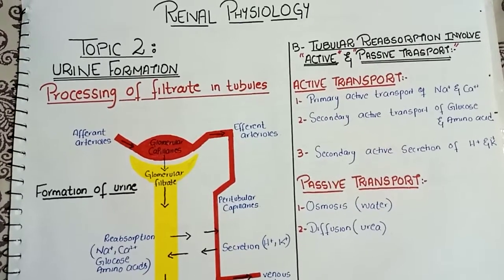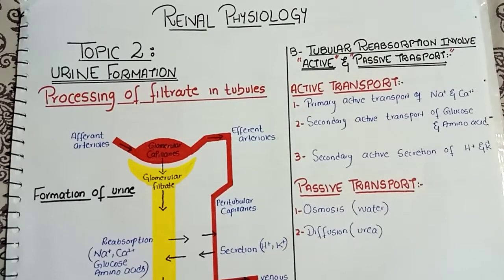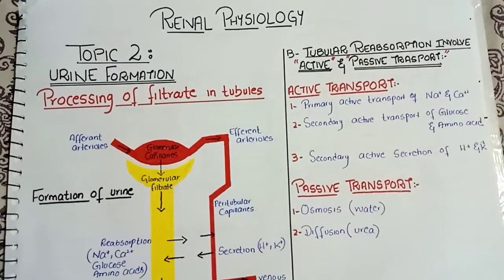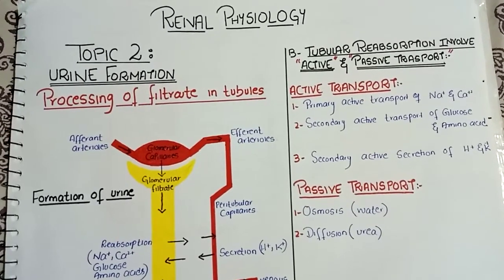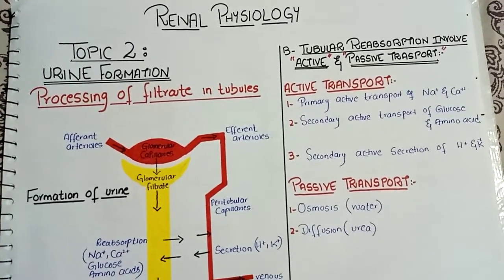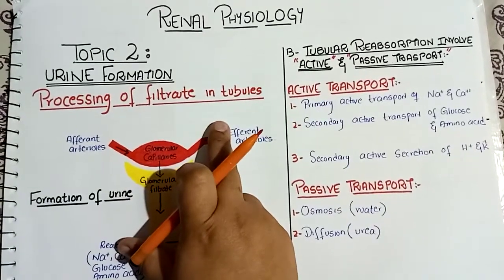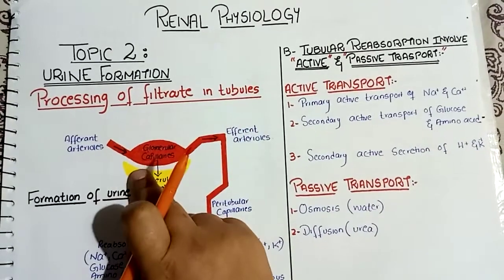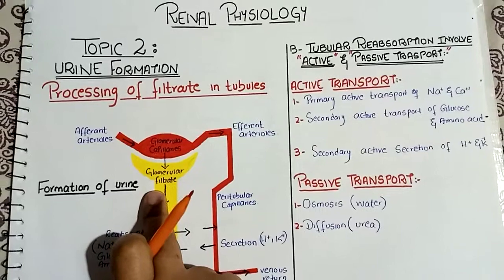My topic is renal physiology. In my previous video, I explained the first chapter of renal physiology from Guyton, which is renal blood flow, glomerular filtration, and its control. Now I will discuss the processing of filtrate in the tubules in the process of urine formation. So I will start with the phenomena of urine formation.